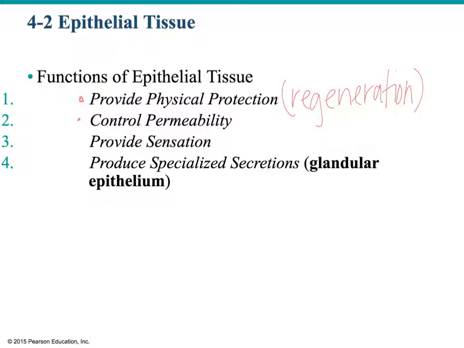There are some nerve endings in epithelial tissue, so it provides sensation. And this last one's only for glands: produces specialized secretions.